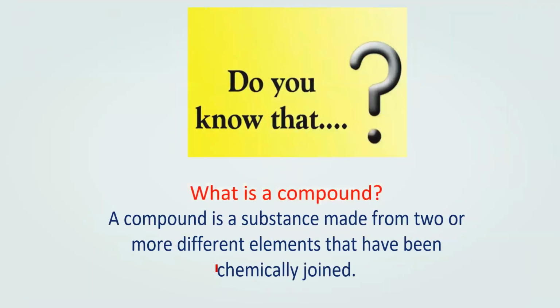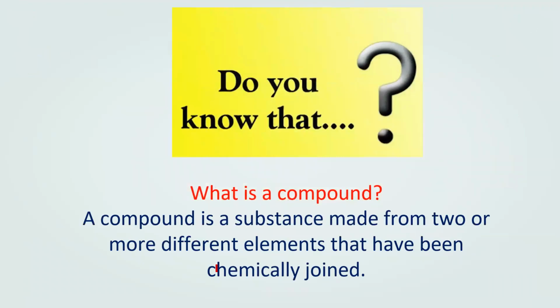Now come towards a compound. A compound is a substance made from two or more different elements that have been chemically joined. When two or more elements are combined together or joined together, they will form a compound.